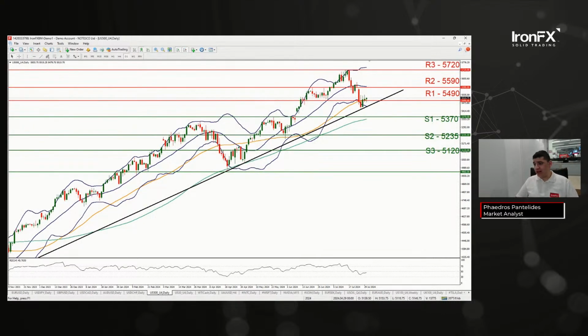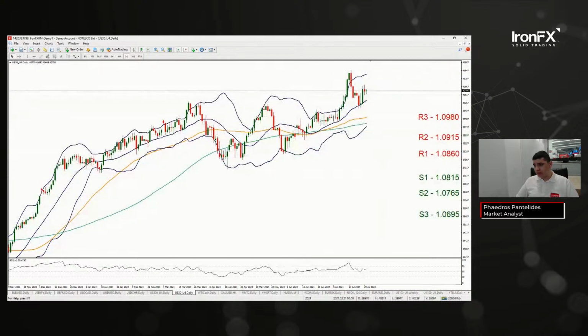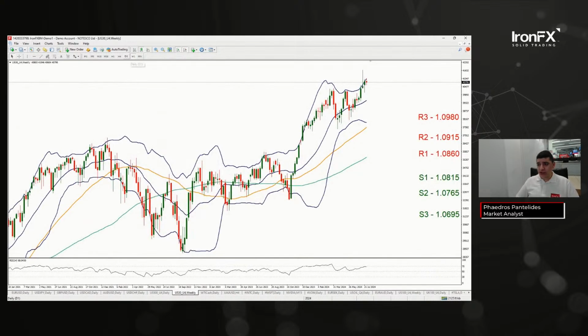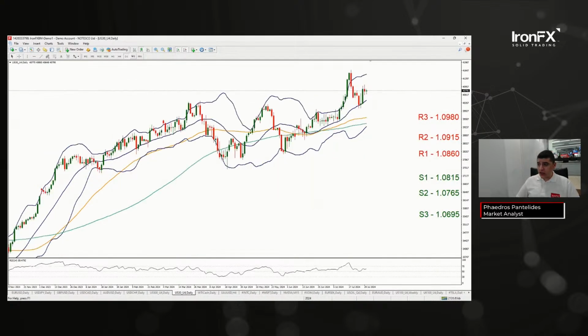Moving on to the S&P 500. Now we've been banging the drum about the S&P, the Nasdaq, and the Dow Jones 30 for the past week or so. We've been milking this story that we're very concerned, and we are still concerned.